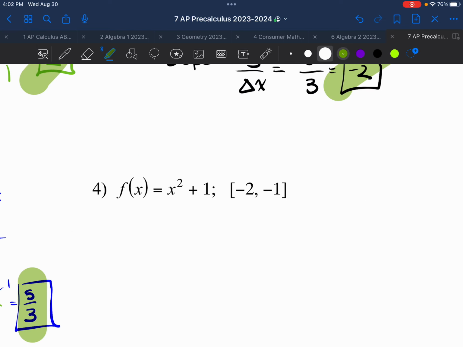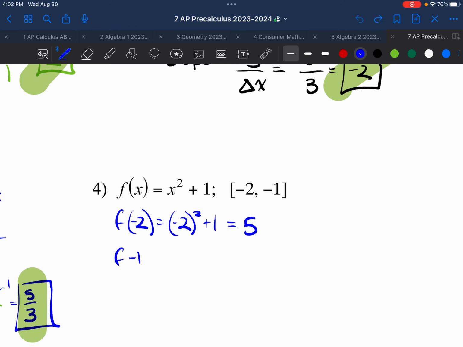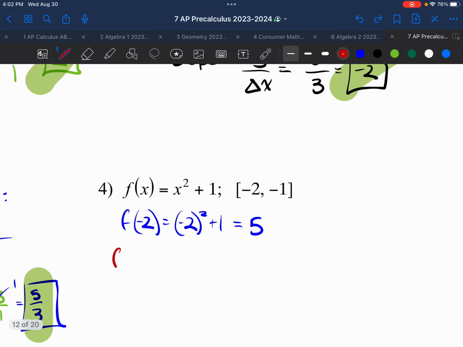All right. Number 4, kind of the same thing. I'm going to first plug in -2. f of -2, I get -2 quantity squared plus 1, and that's going to be equal to 4 plus 1, which is 5. And then f of -1, I want to do this in a separate color, please. This is going to be -1 quantity squared plus 1. -1 quantity squared is 1. 1 plus 1 is 2, so the answer here is 2.